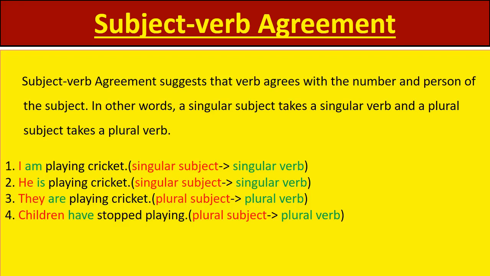I am playing cricket. Here I, the subject, is singular. That is why we have provided a singular verb, am. He is playing cricket. He is a singular subject. That is why the verb provided is is, which is also singular. They are playing cricket. Now they is a plural subject. That is why are is the plural verb. Children have stopped playing. So children is a plural subject and have is a plural verb.